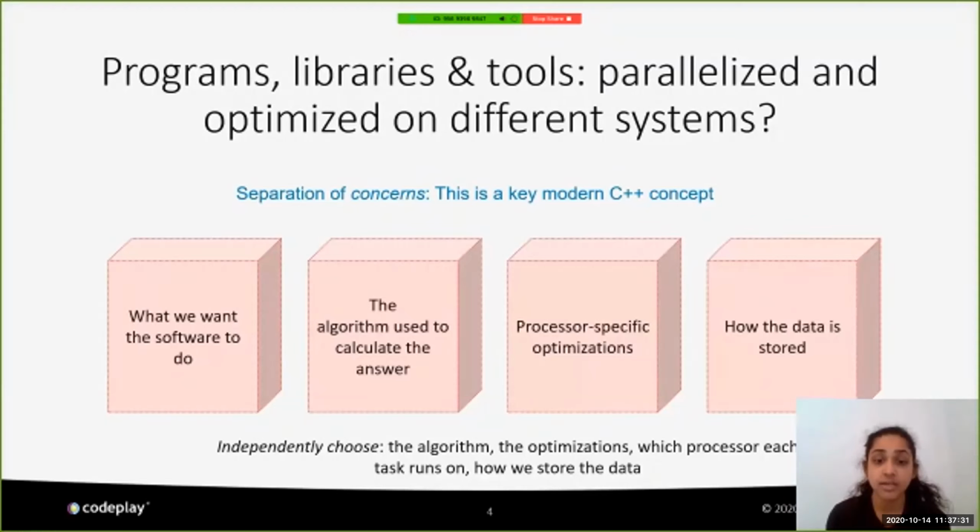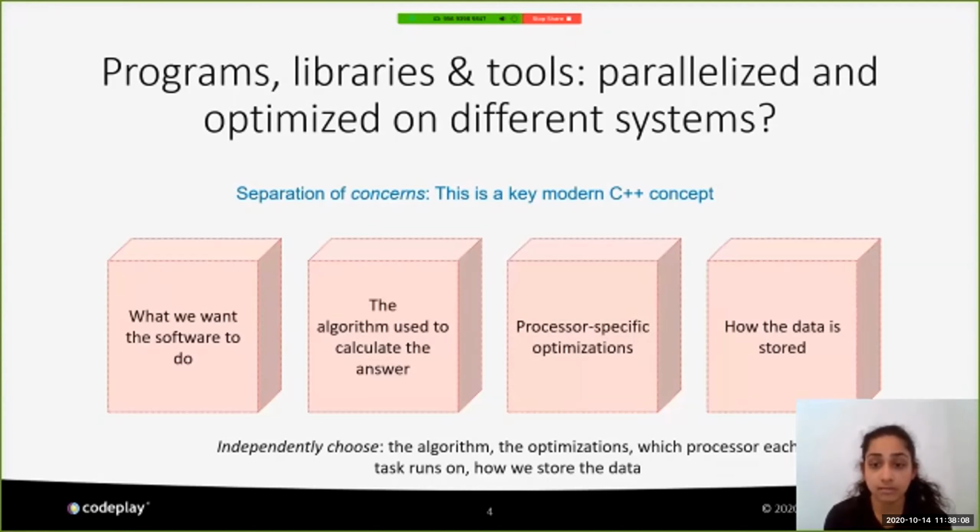The second stage is the algorithm that is used to calculate the answer. By dividing this, we can always replace different algorithms based on different processors. The third division is processor-specific optimizations. What do we mean by processor-specific optimizations? If the processor has tensor cores, or matrix multiplication units which have been designed for very highly efficient matmul operations, then we can use those instead of using our own matmul operations.